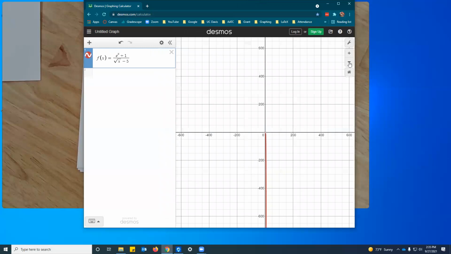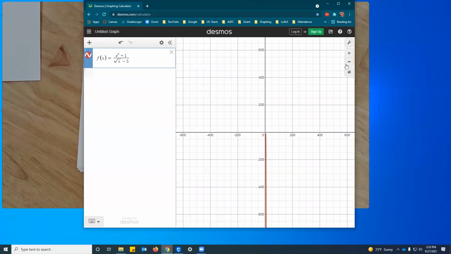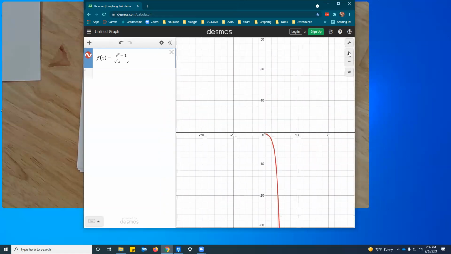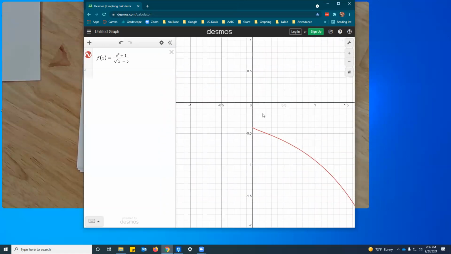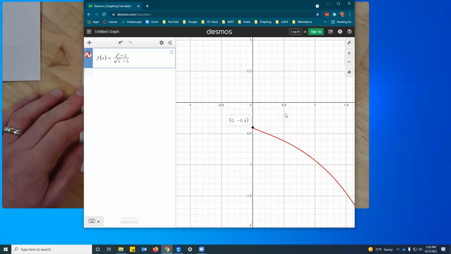So if you look at this not very carefully, you would think the range is starting at that, but we're actually not getting that value, right? That is not included because x can't, oh no, it is included. I apologize. So if x equals 0, the y value is going to be e to the 0 plus 1 over the square root of 0 minus 5, which is 2 over negative 5, which is negative 0.4.